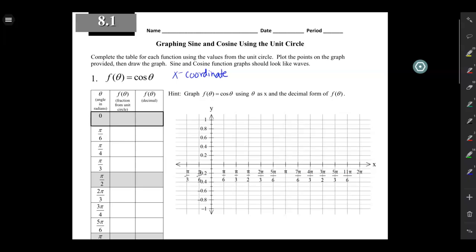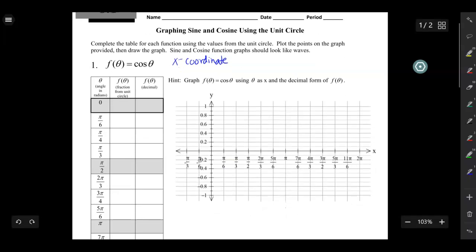So what we're going to do is start with the cosine of x, and we're going to start by just filling in a complete parent graph table using the unit circle. I'm going to look at angle 0 on my unit circle and find f of 0. Sorry, f of theta. f of theta is equal to the cosine of theta, so I am looking for the x coordinates. So at 0, my x coordinate is 1.